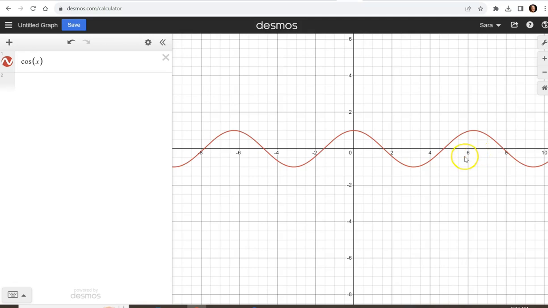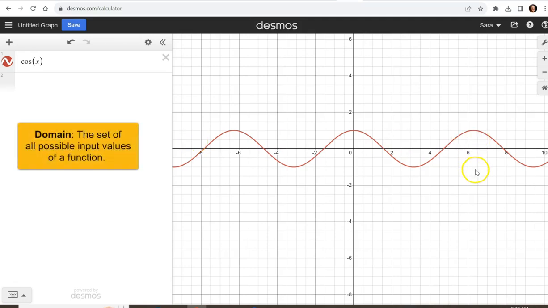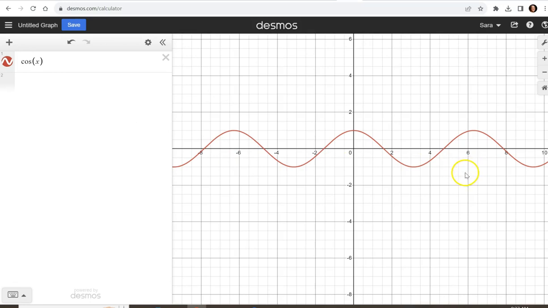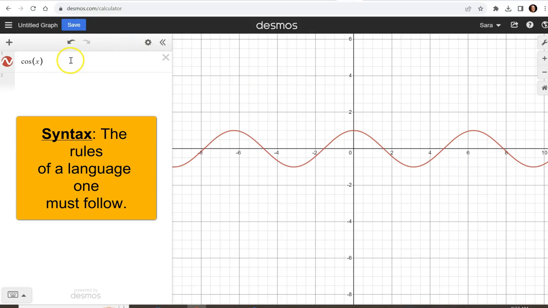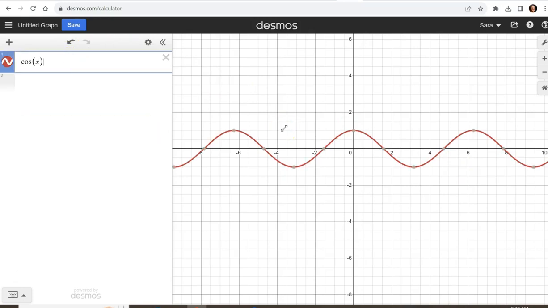In order to achieve that, I can change what I type in over here to tell Desmos that I'd like to limit the domain of my function to only be from -2 pi to +2 pi. But that's going to take a little bit of syntax or computer language. So in order to limit the domain of the function, I'm going to have to change the way that I've typed this in. What I'd like to look at is the cosine of x, but only as my x values range from -2 pi to 2 pi. So I need some way of specifying that to the computer.